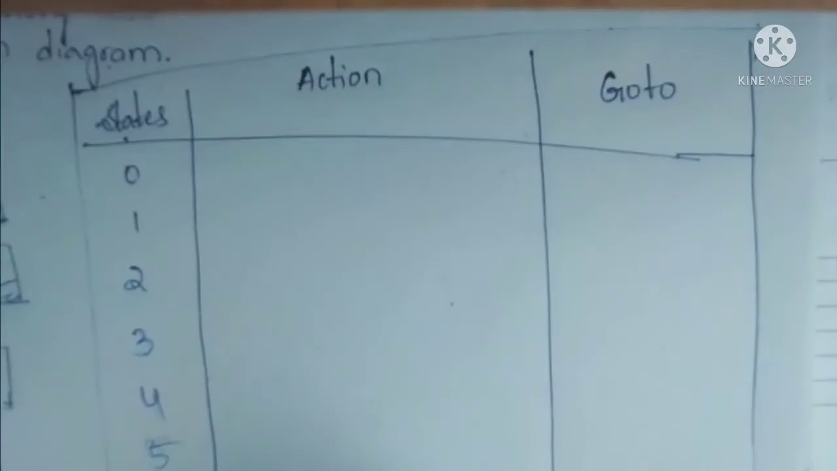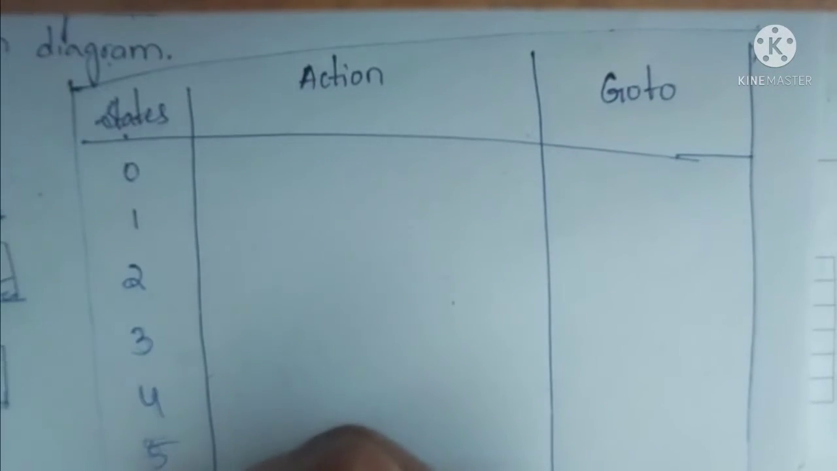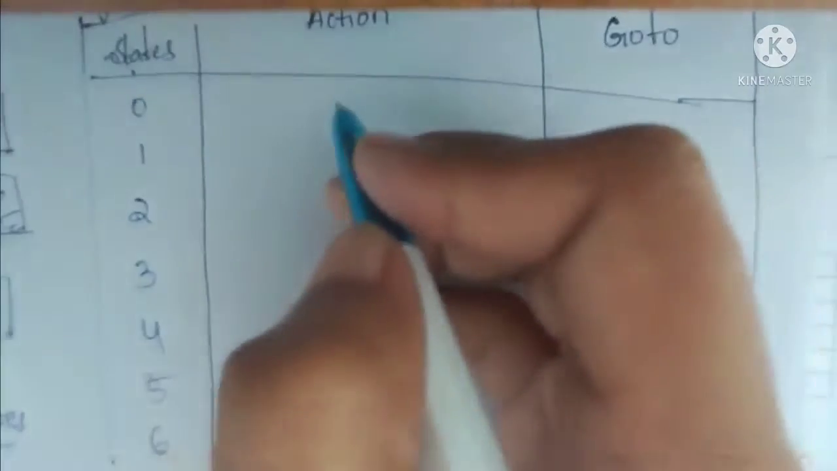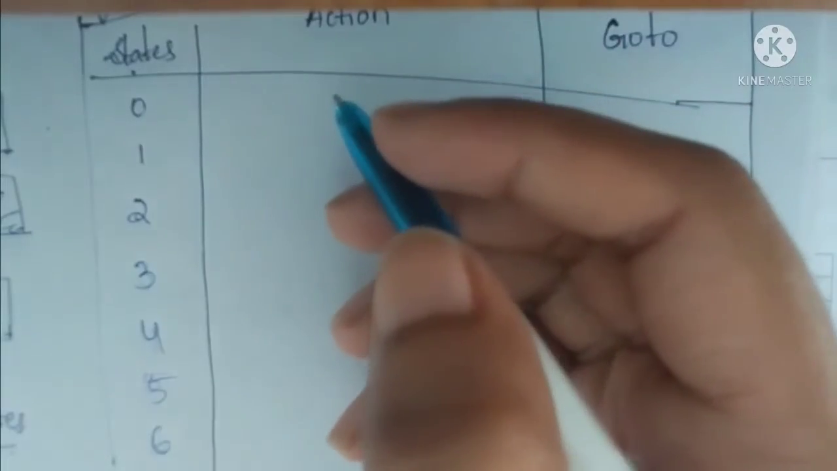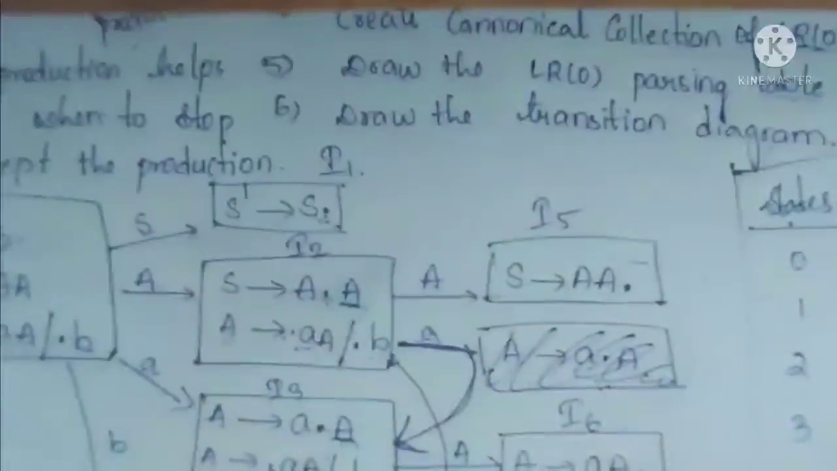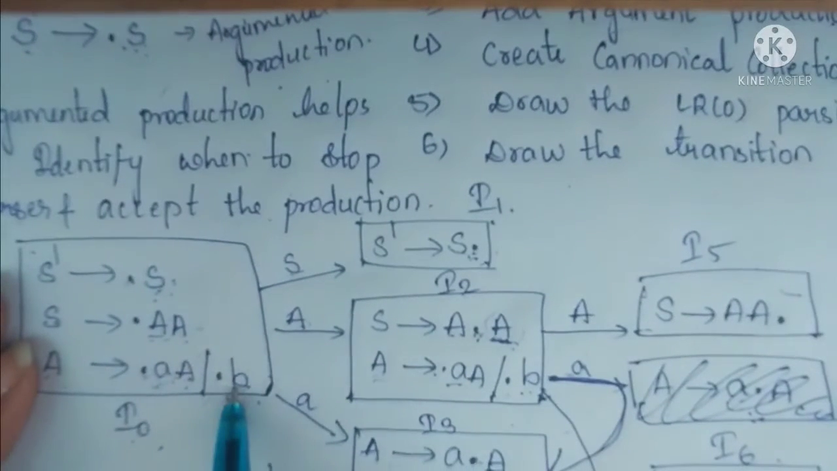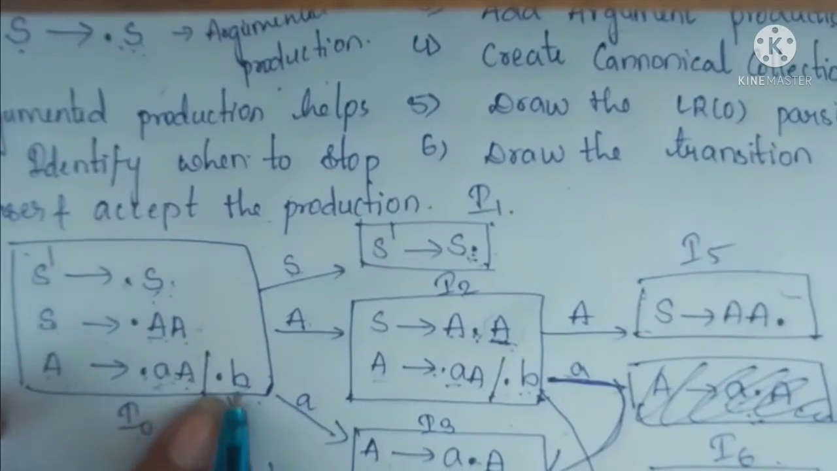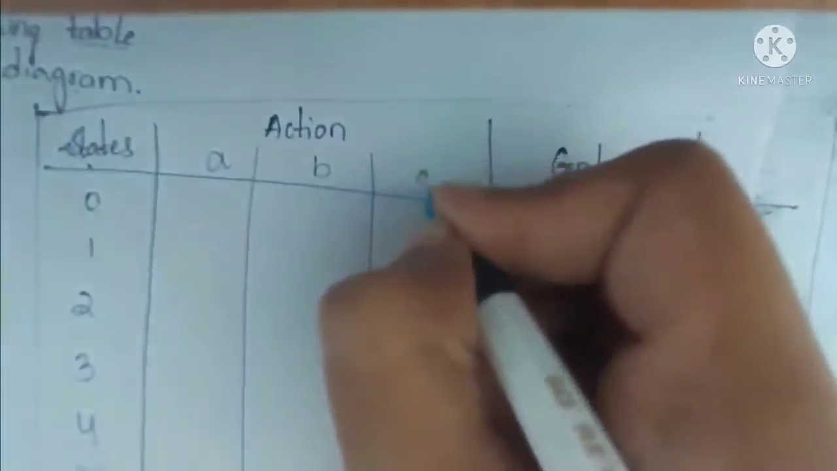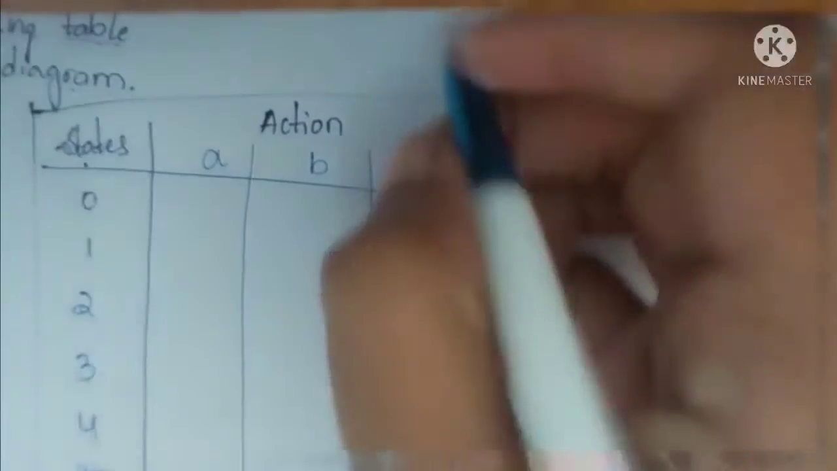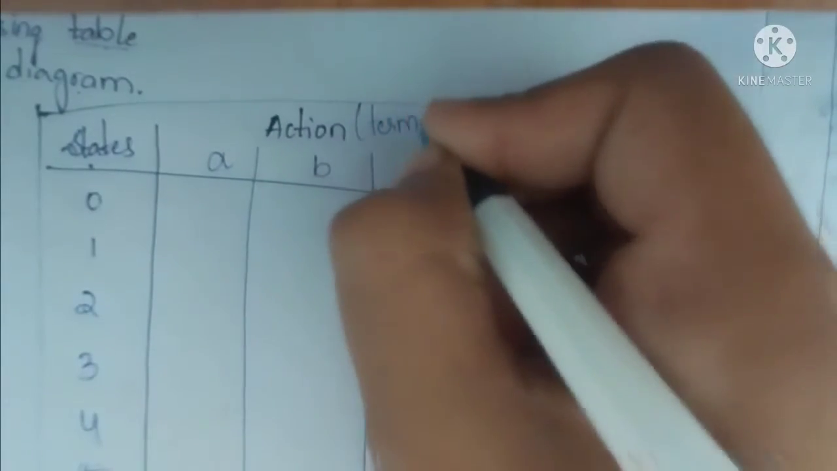How many states you are getting in the diagram? Write the 6 states. Next, in the action you have to take the terminals. So how many terminals are there in our production? See the productions once. A, B. We have 2 terminals and we have to include the dollar symbol also. So in the action you have to write A, B and dollar. These are the terminals. In the actions you have to write only the terminal symbols.